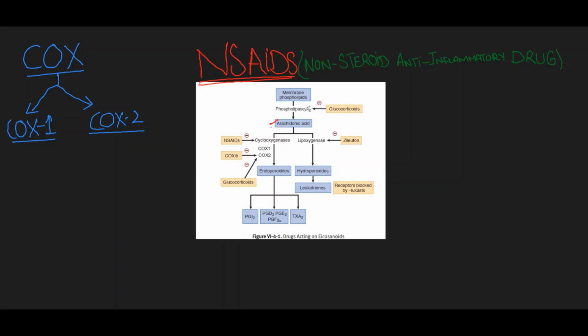Phospholipase A2 acts on these phospholipids and frees the arachidonic acid from the cell membrane. Then the arachidonic acid undergoes two pathways, depending upon the location and presence of two enzymes, cyclooxygenase and lipoxygenase. Cyclooxygenase has two isoforms, COX-1 and COX-2. COX-1 is present on most tissues, while COX-2 is present at sites of inflammation.